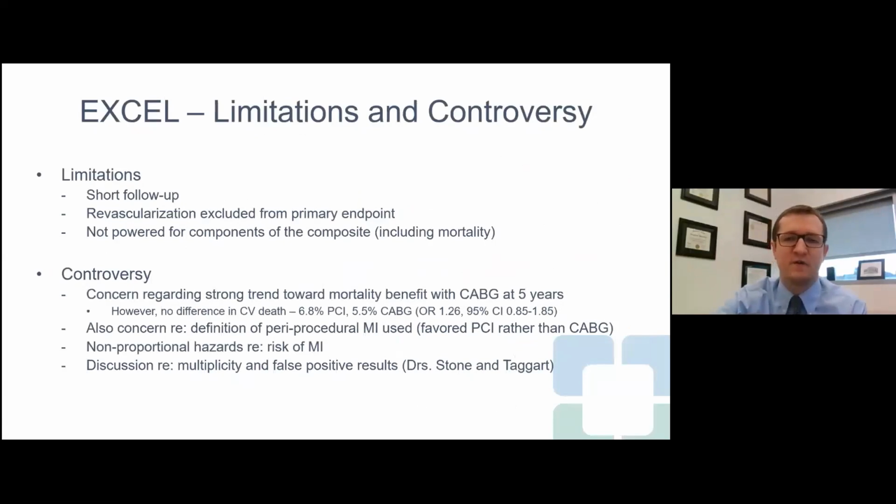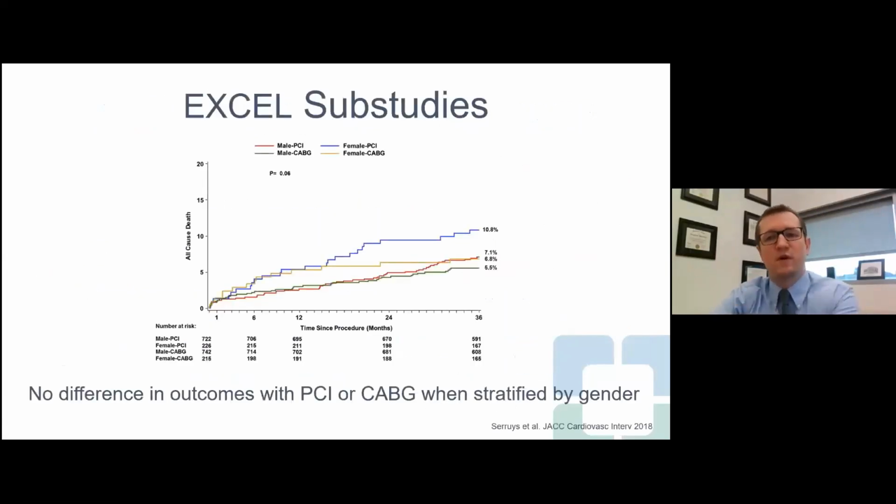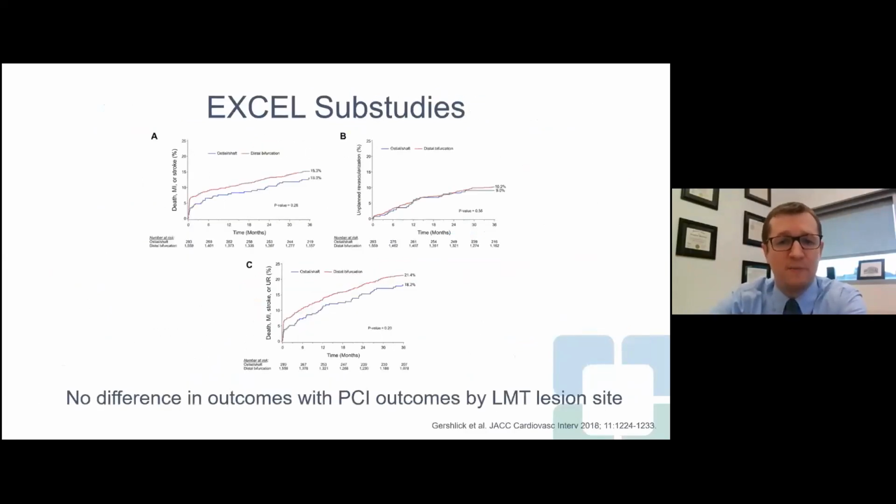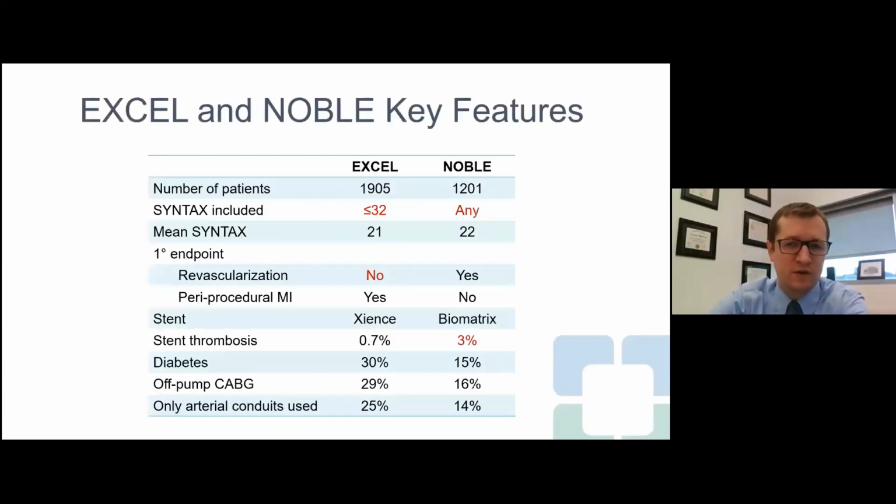And I think it fits in really well with our overall clinical picture of the knowledge base that we have right now. Some of the sub-studies here show that there are really no differences by gender, and no differences depending on whether this was an ostial or distal bifurcation in EXCEL. However, this really just echoed the overall results of the study.